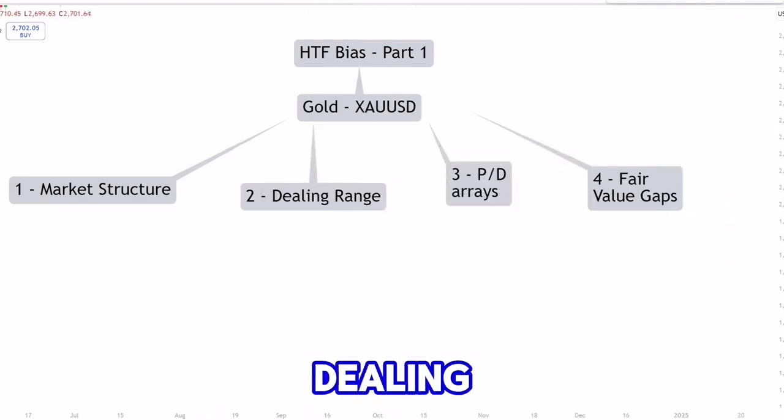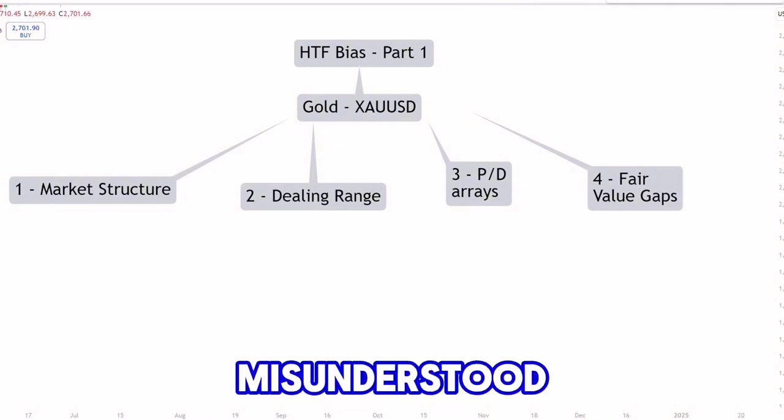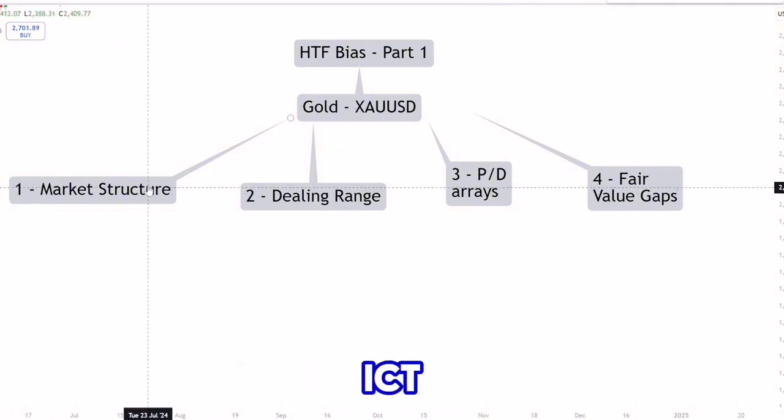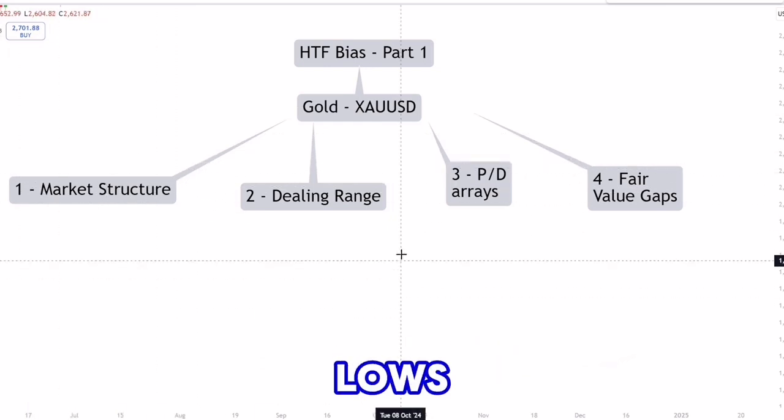We're going to be going over the dealing range. Now, the dealing range is the most misused and misunderstood concept when it comes to ICT, right? So market structure is highs and lows. The dealing range is essentially the most recent high and low, and we're going to be going over that in a live example later on in the video.